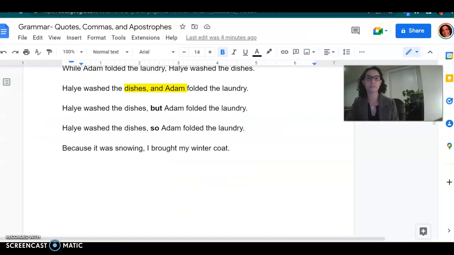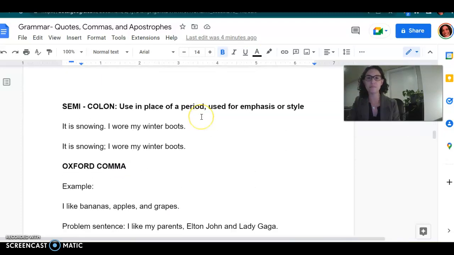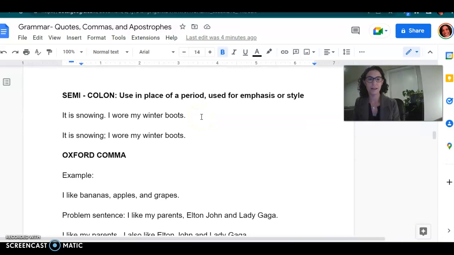The last two comma rules I want to introduce you to that are really important are understanding the use of semicolons and something called the Oxford comma. The semicolon looks like this. It looks like a comma with a period on top of it. You may have seen this in writing before. A lot of people don't know when to use a semicolon, and I'll give you a couple of important hints. Number one, you don't ever have to use a semicolon.